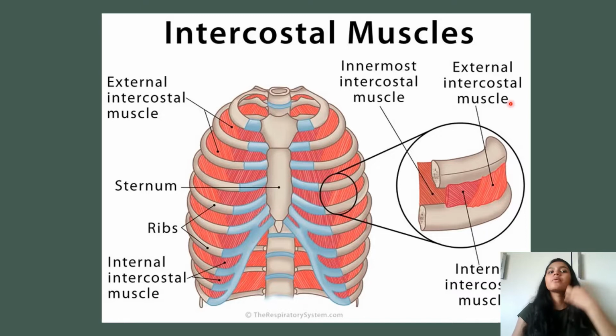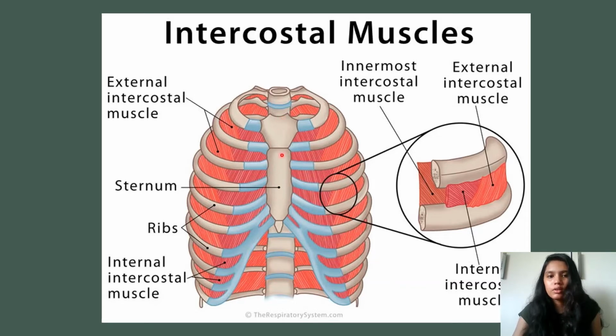Okay, so now we're going to learn about the intercostal muscles. Here you have the internal intercostal muscle. There are two types, internal and external. As you can see, internal is covered by external. So the internal is inward and the external is outward. So the internal intercostal muscles and the external intercostal muscles.